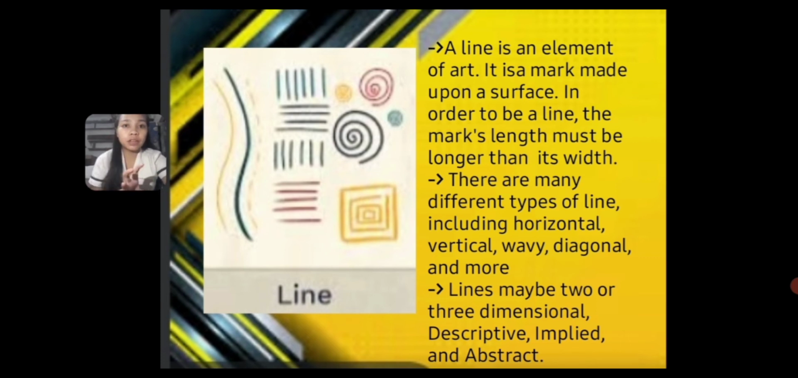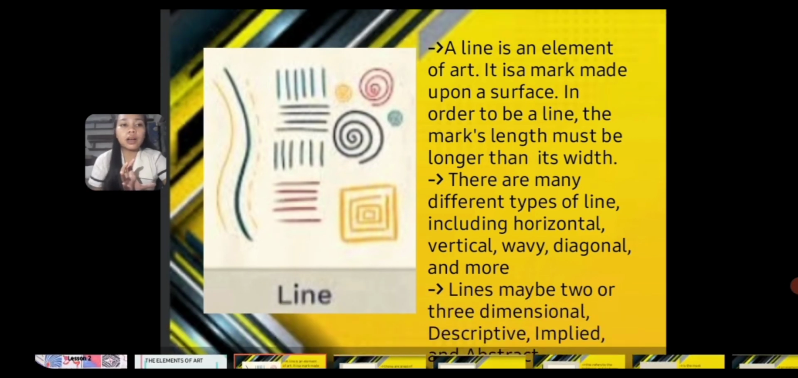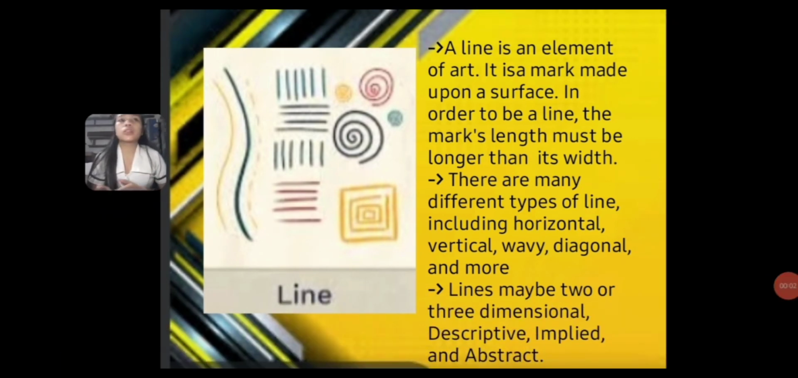So, the types are descriptive, implied, and abstract. Line is one of the most important elements of art. So, imagine creating an artwork or a design without a line. It's very difficult, diba? So, the first type of line is descriptive. When we say descriptive, it tells us more about the subject. This line helps us make a shape look more like a 3-dimensional object by showing light, shade, and texture.